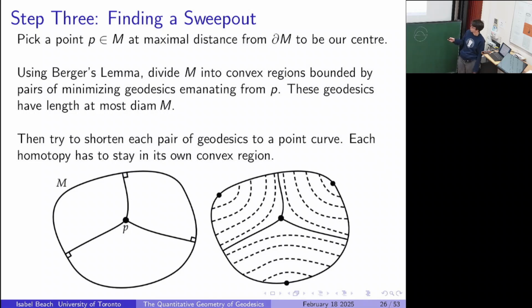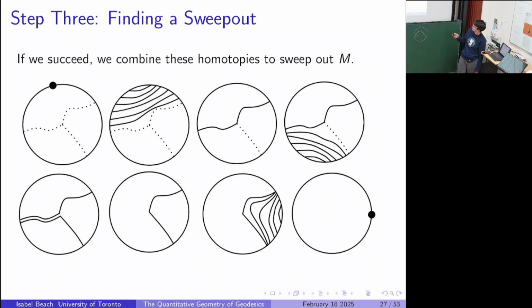So what we're going to try to do is shorten each pair of geodesics, and then that's going to, in some sense, create a sweep out covering our manifold, and we're going to use that to create our radial curves. I say try to shorten, because it's possible that we get stuck on an orthogonal geodesic chord. But assuming we don't, we can combine all these homotopies to sweep out the disk. And then we can just connect them to the center point to make our radial curves.